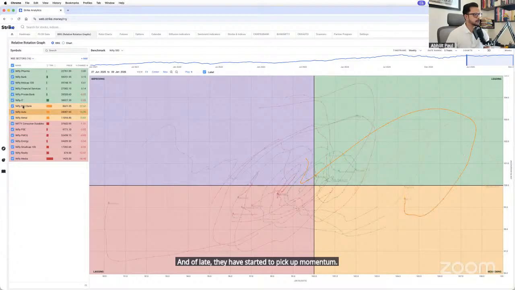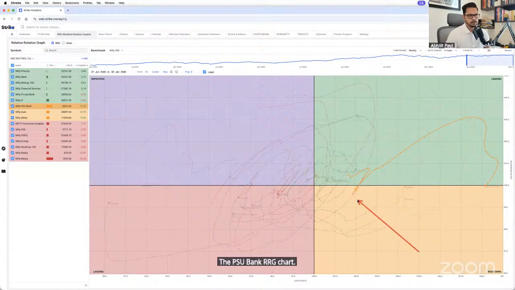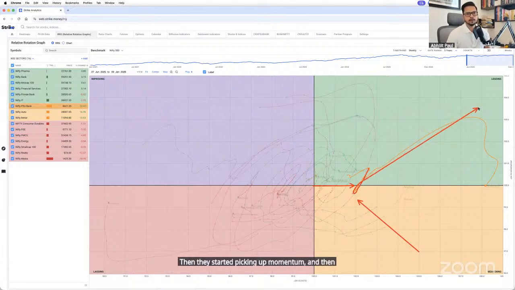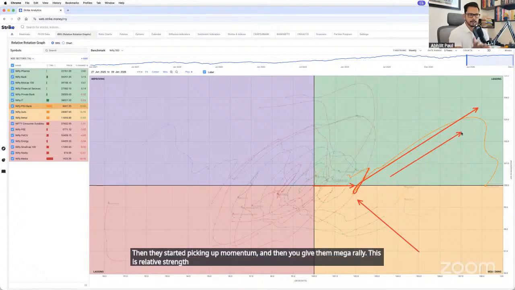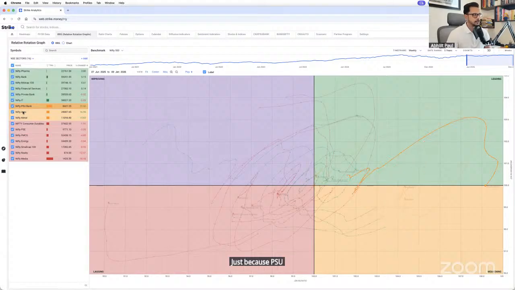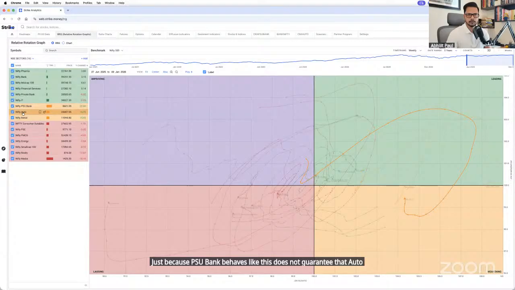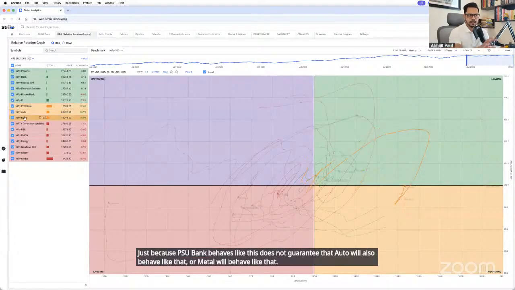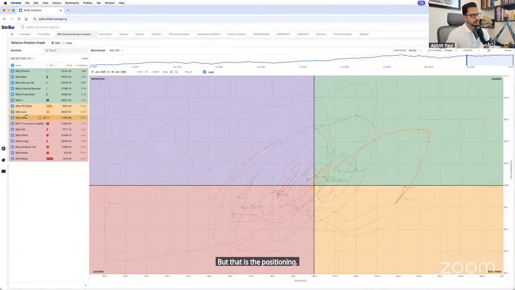Do you remember the PSU Bank chart? The PSU Bank RRG chart? You see over here? They had relative strength. They were losing momentum. Then they started picking up momentum, and then you got a mega rally. This is relative strength. If we check the price, we will see a good rally. Just because PSU Bank behaved like this does not guarantee that auto will also behave like that or metal will behave like that. But that is the positioning. So auto and metal, what should be our strategy?